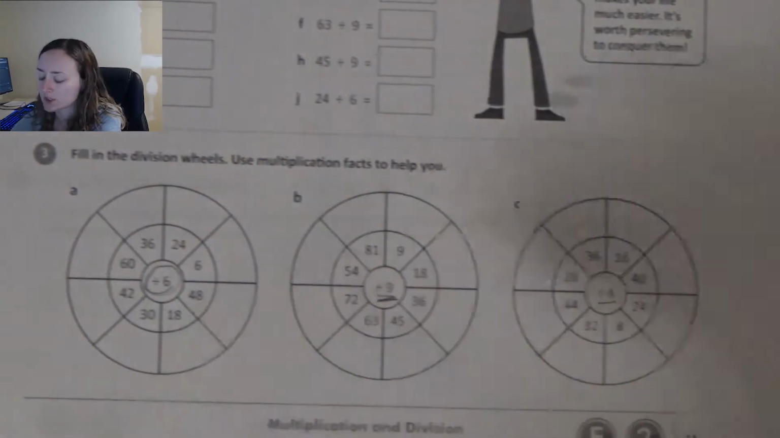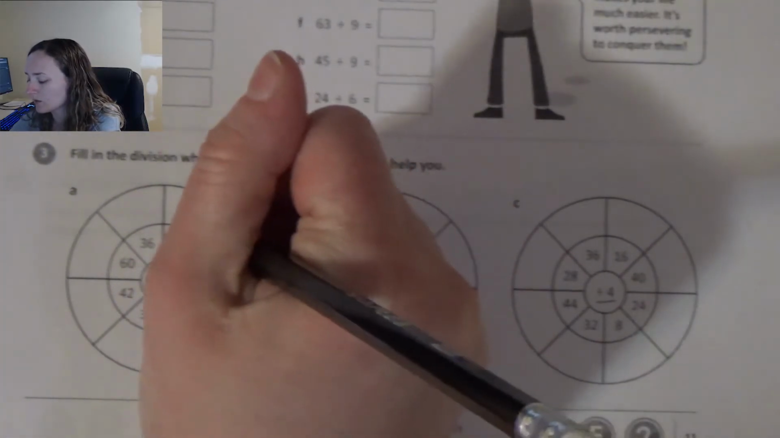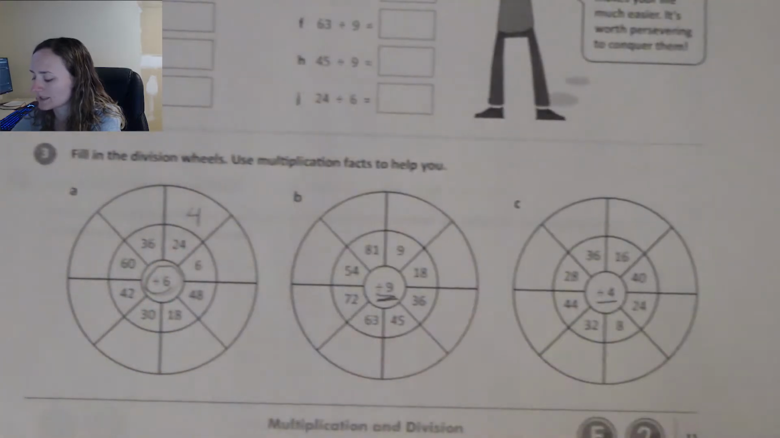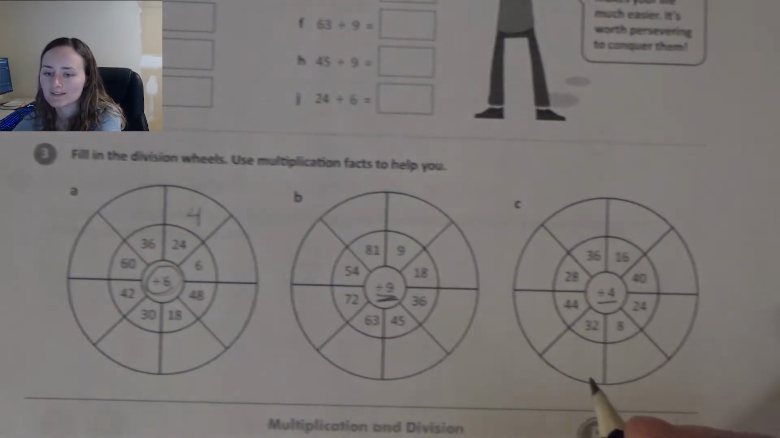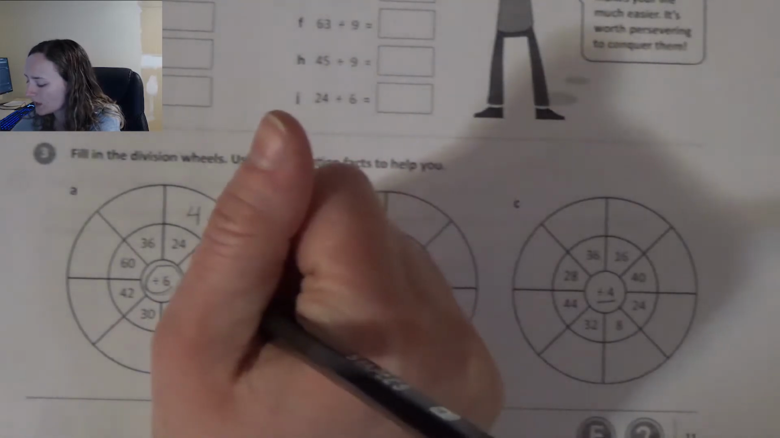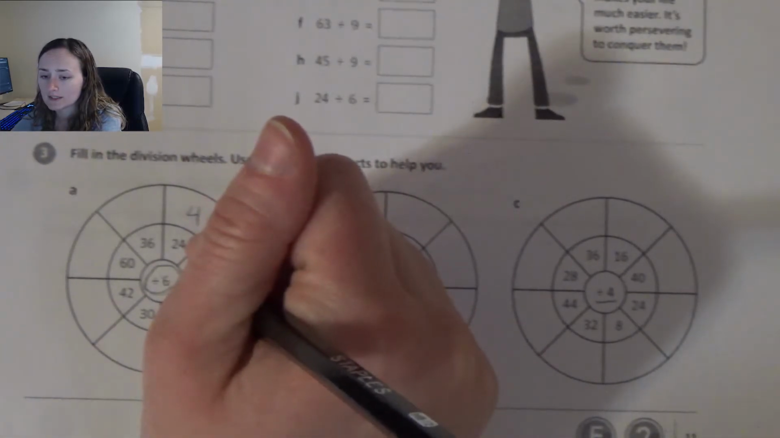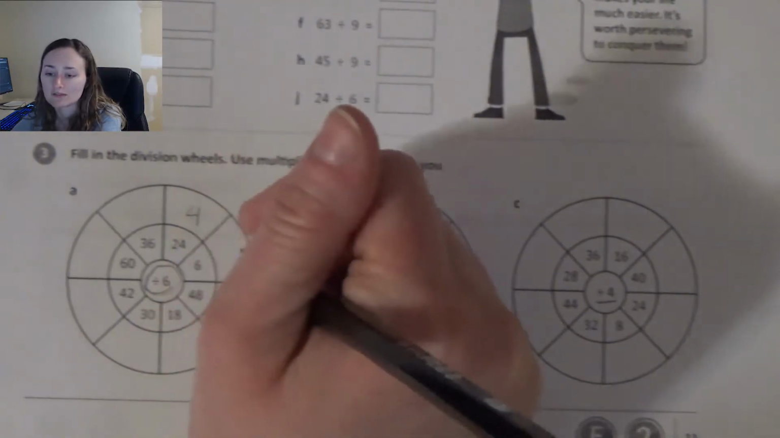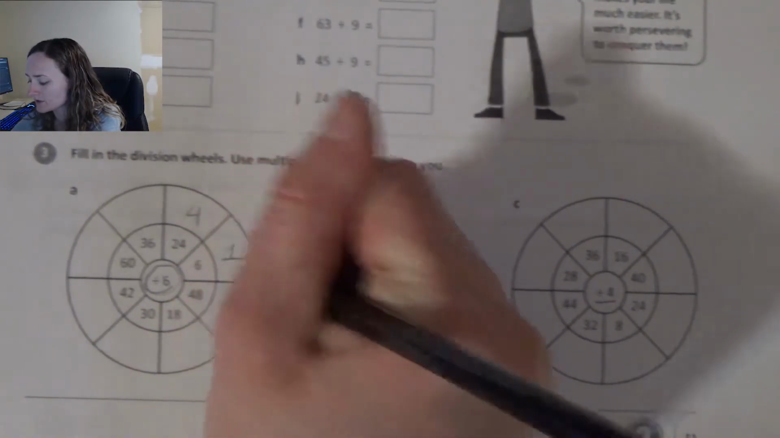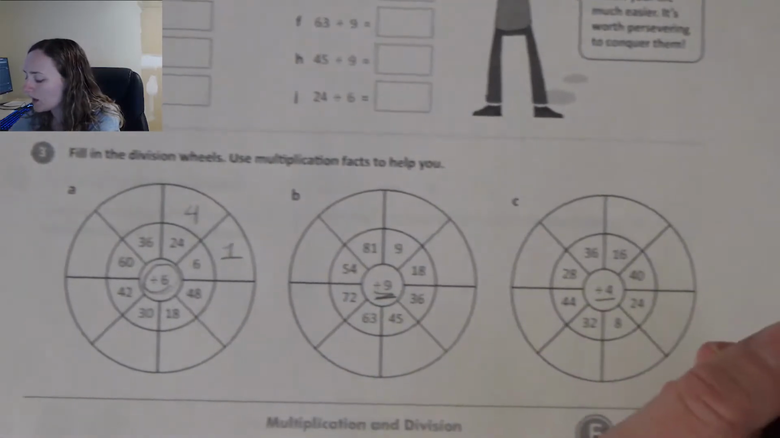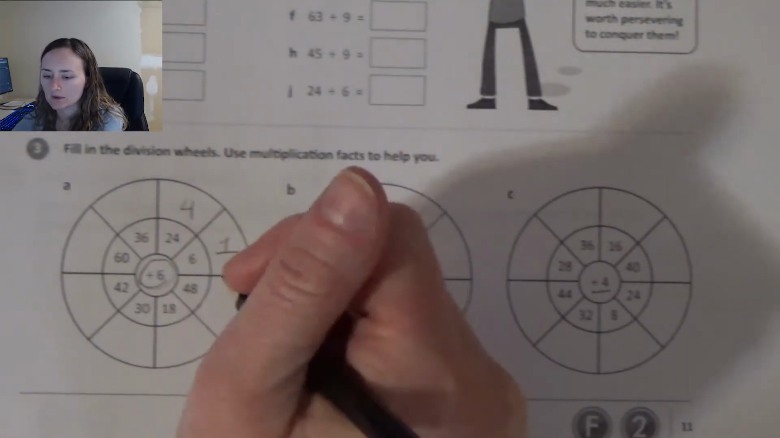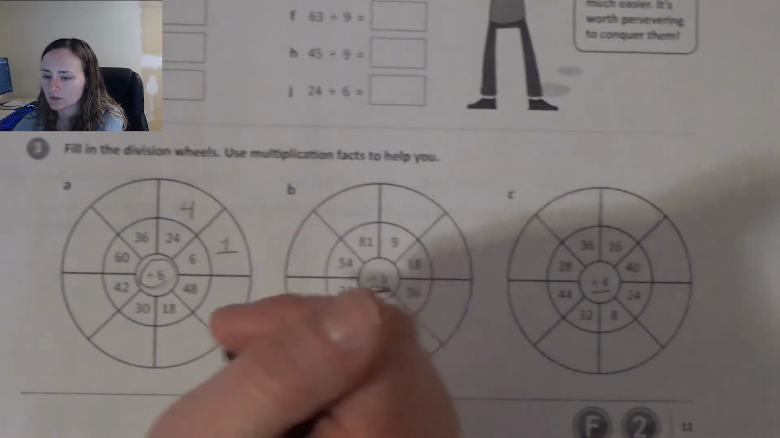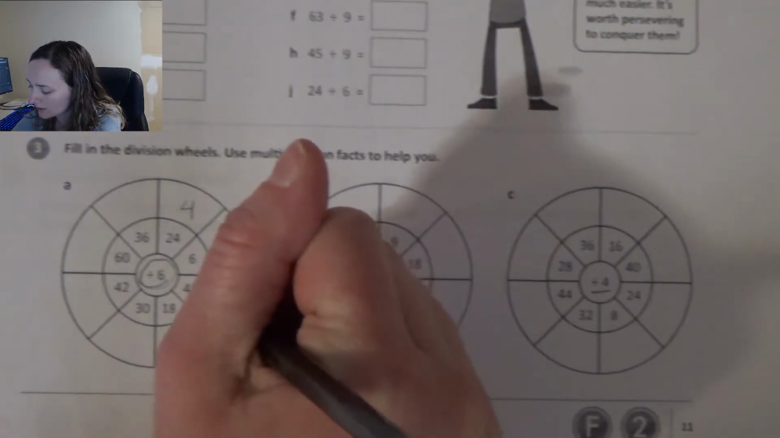I go back to my multiplication chart, and I find out that 4 times 6 is 24. So 24 divided by 6 is 4. Again, kind of the same way that any number times 1 is the number, any number divided by itself is 1. So 6 divided by 6 is 1. 48 divided by 6. Well, I know that 6 times 8 is 48. So then I'm going to put an 8 in there.